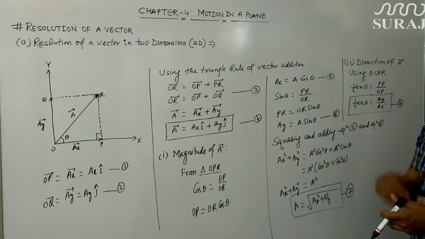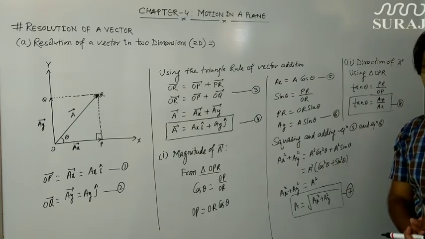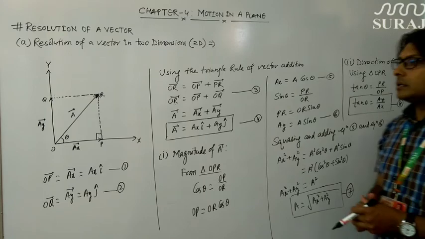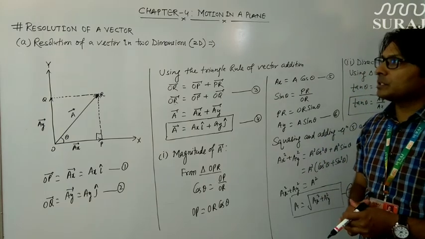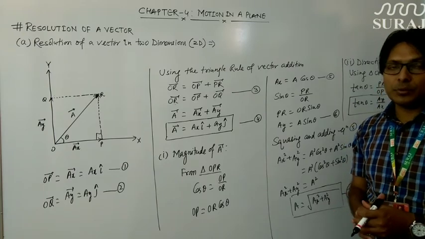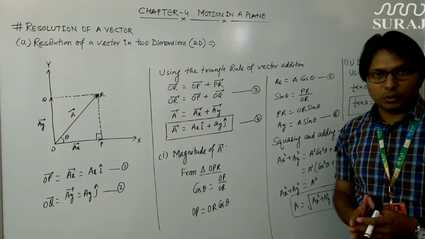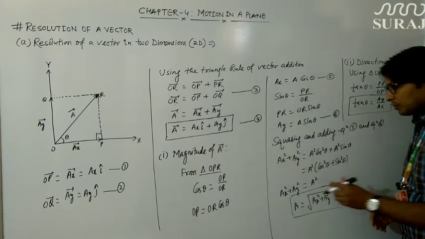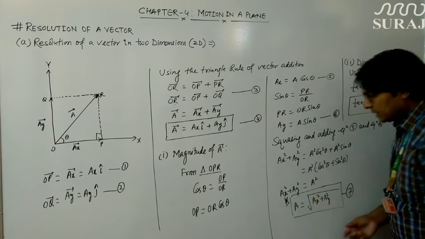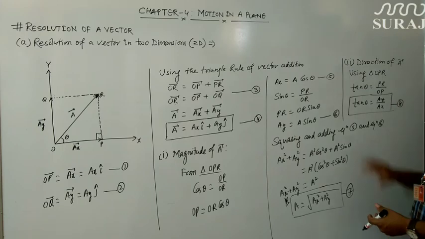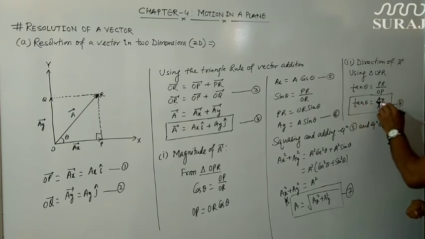Now in our next video, we are going to resolve the same vector, that is A vector, but in 3 dimensions. I hope this video would be beneficial for you to understand the concept of resolution of a vector in 2 dimensions. And I will suggest you must remember these two formulas for the numerical point of view, that is A is equal to under root of AX square plus AY square, and tan theta is equal to AY upon AX.